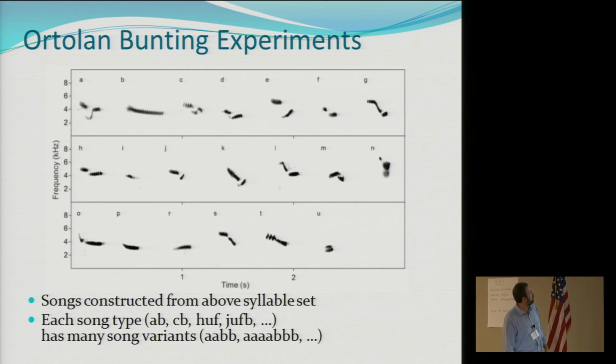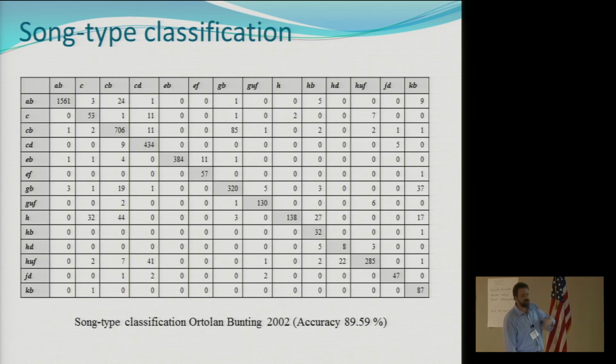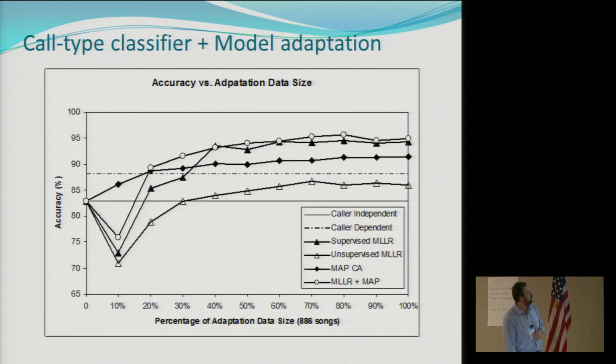For the Ortolan Buntings, I don't want to go into too much detail because we've talked a lot about the bird work, but this is a song type classification task that we got around 90% accuracy on. There are a lot of additional techniques you can put on top of this. In human speech recognition, the models are speaker-independent, but within the first few moments those models are adapted to each individual speaker, and it's that adaptation that makes them more accurate. That has basically allowed speech recognition to get into the public domain and function.